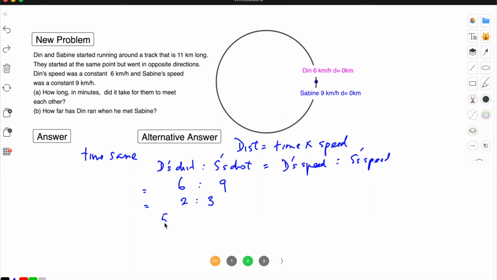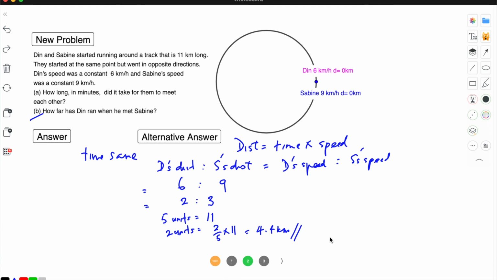Right? So now we have 5 units equal to 11. We are interested in finding 2 units. So 2 units will be equal to 2 divided by 5 times 11. Right, so we are going to get 4.4 kilometers. So in this method, actually we are finding the answer to part B first. It's different from the first solution, in which we can follow the order of the question.